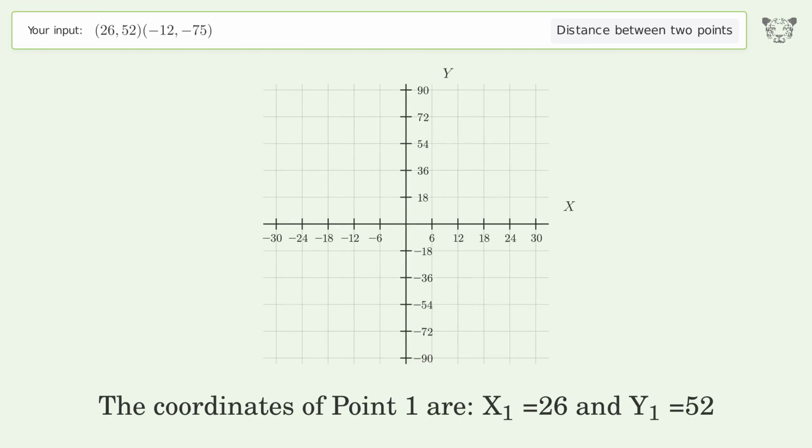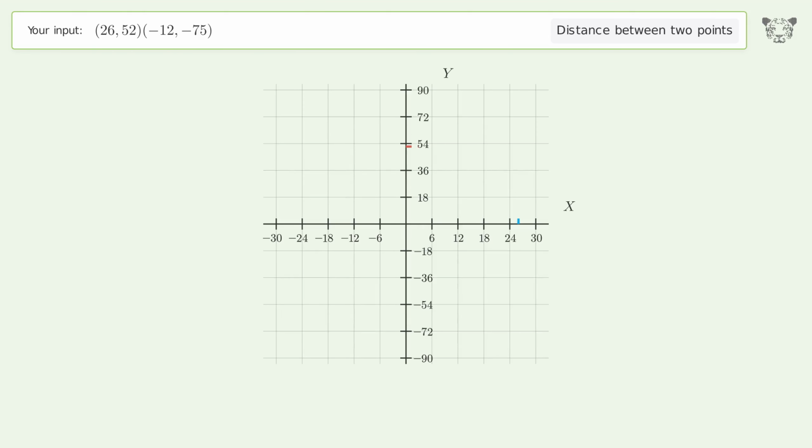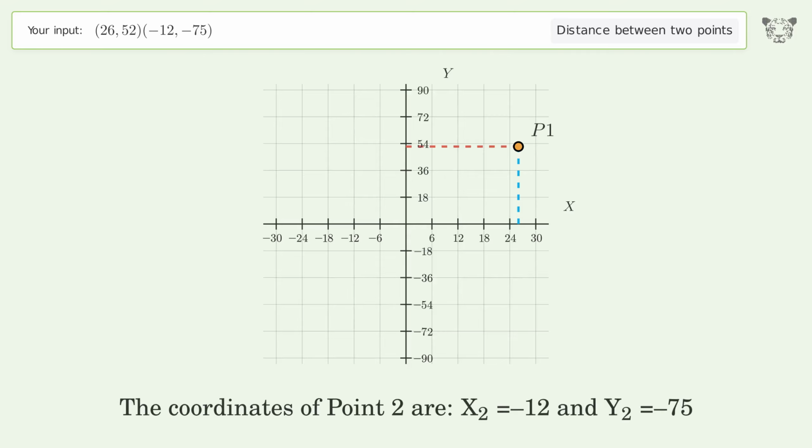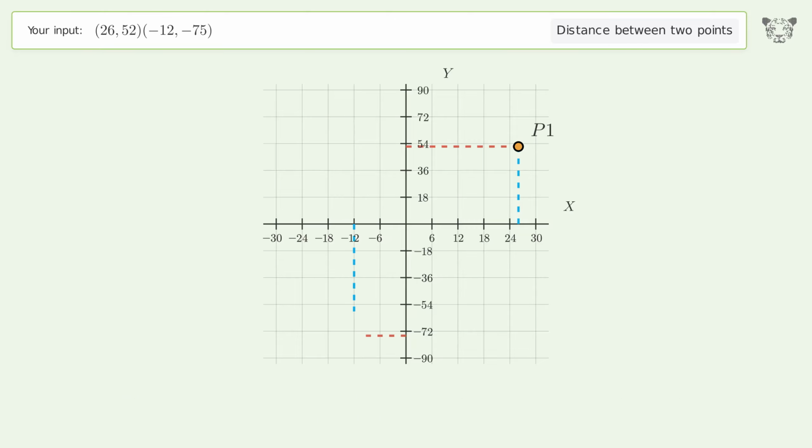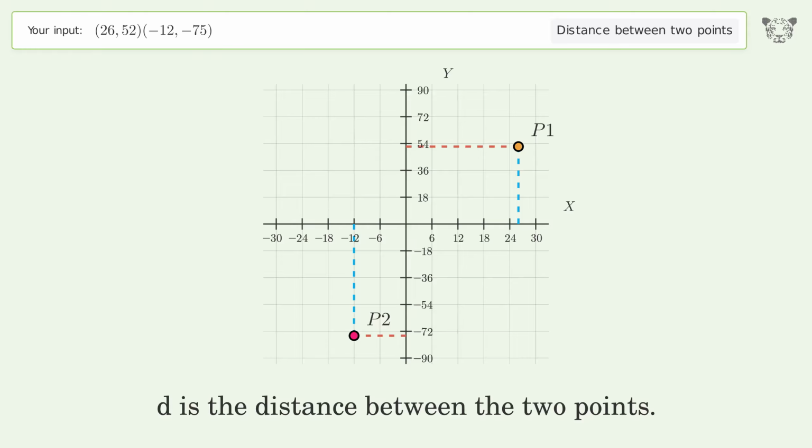The coordinates of point 1 are x1 equals 26 and y1 equals 52. The coordinates of point 2 are x2 equals -12 and y2 equals -75. D is the distance between the 2 points.